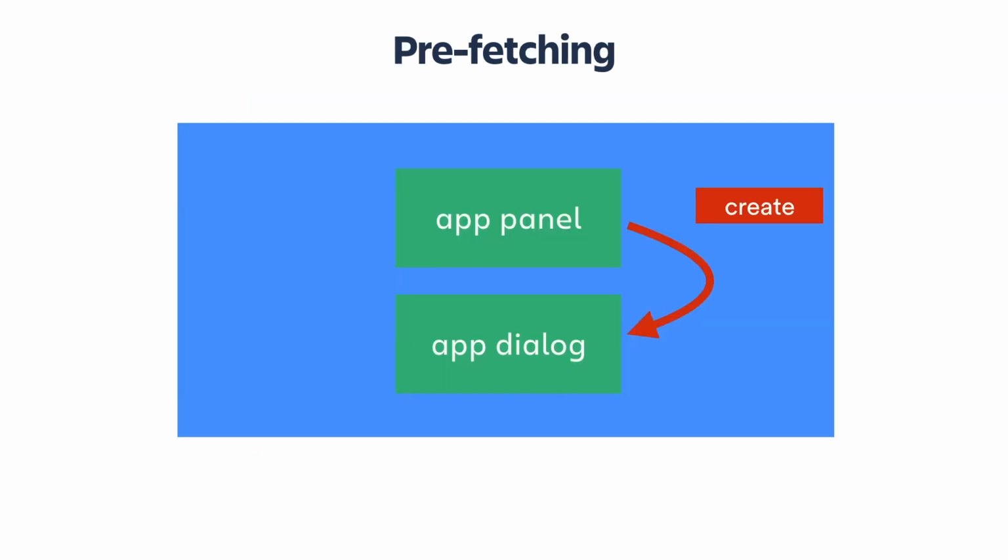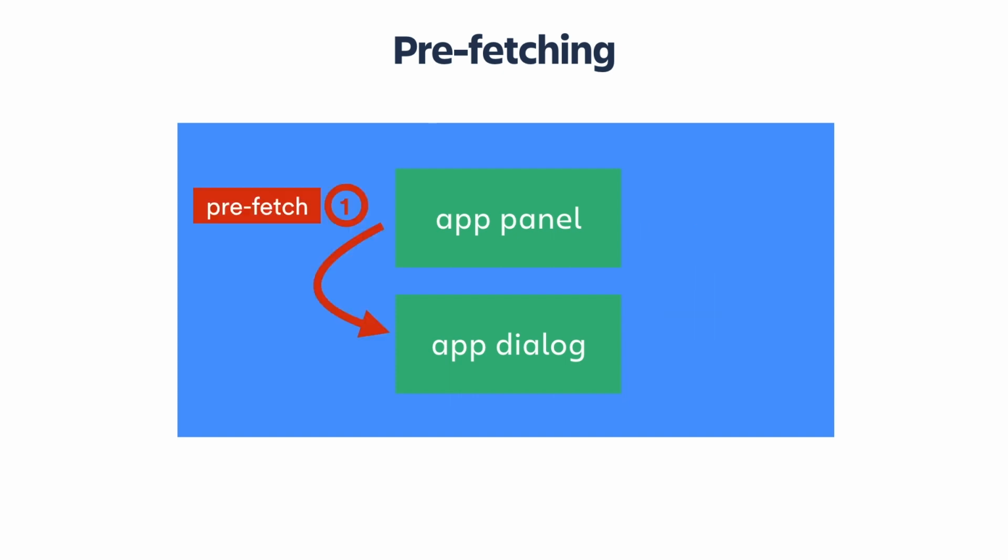Okay, so let's move from web items to a technique called prefetching. Say your app has a panel that can open a dialog. Your app panel can include a prefetch link, which instructs the browser to load the app dialog resource. This ensures that by the time your user performs whatever action is necessary to cause the dialog to be opened, your browser has already fetched and cached the dialog resource.